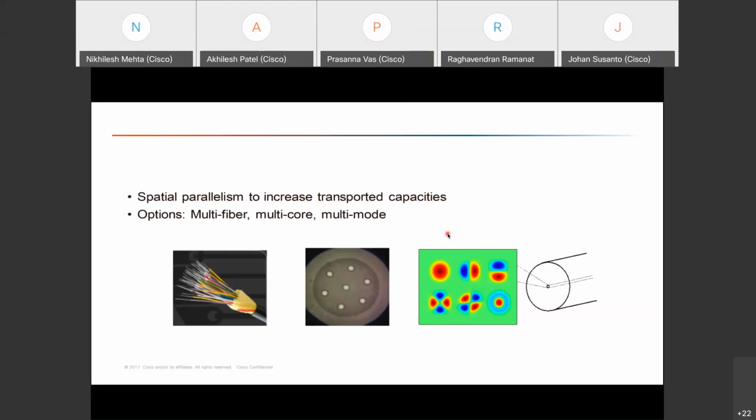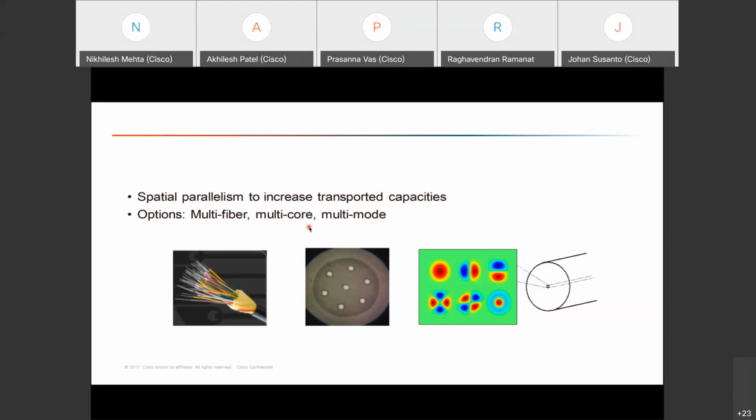For example, to increase the transport capacity in a single cable of fiber, you are using multiple fibers. Like we use in Wi-Fi, you send the signals in multiple directions, and at the receiver, we use MIMO to receive all those signals. Similarly, here we use multiple fibers and send different signals via different fibers, and at the receiver, we combine them. You can use multi-fiber. The second option is you can use multi-core.